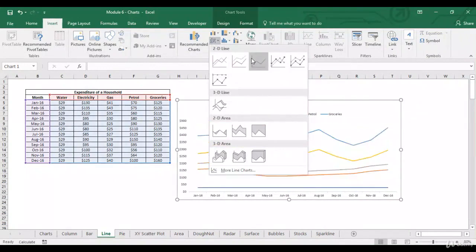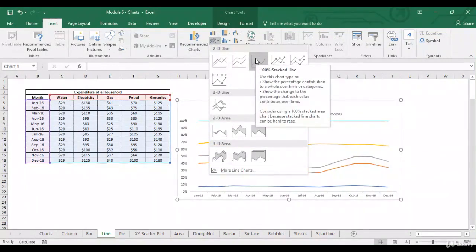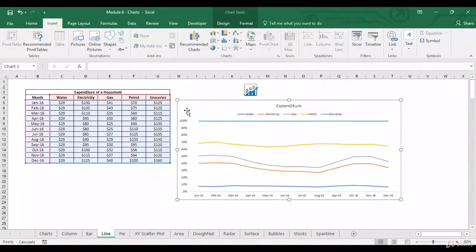Again, what does the chart say? Use this chart type to show the percentage contribution to a whole over time or categories. Show the change to the percentage that each value contributes over time. Consider using a 100% stacked area chart because stacked line charts can be hard to read. So again, now we've got this 100%, similar to what we had for 100% stacked column or 100% stacked bar. And now we can see the contribution for each of these to the total bill.